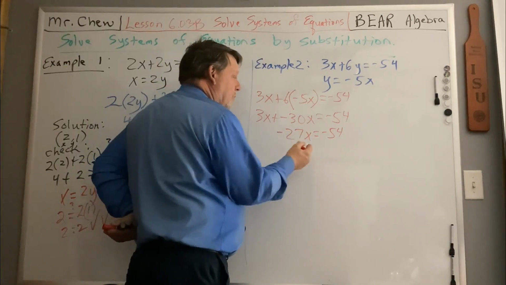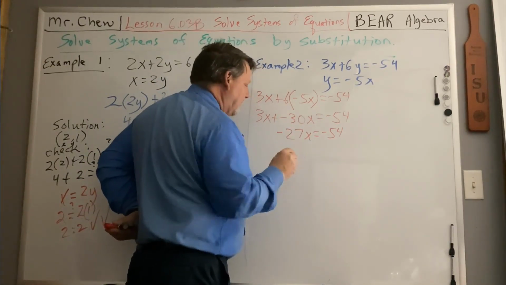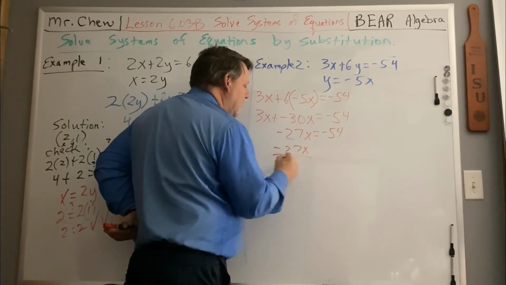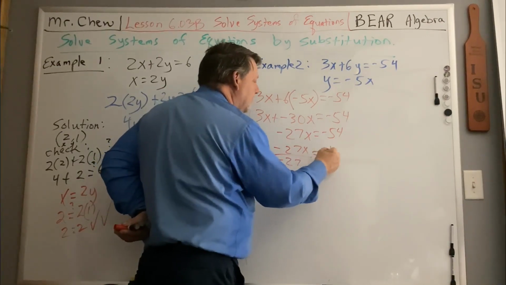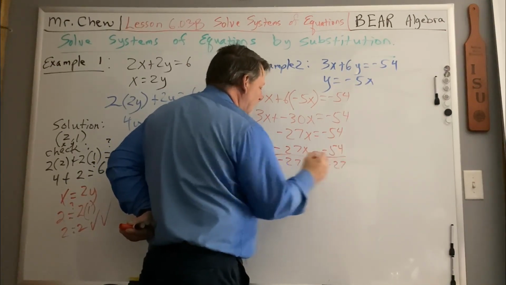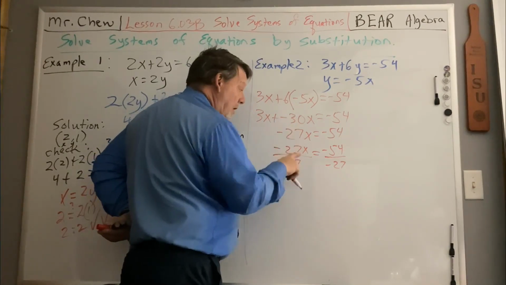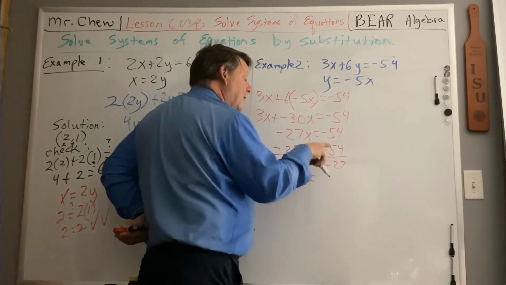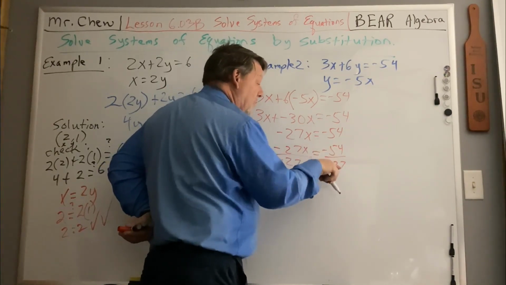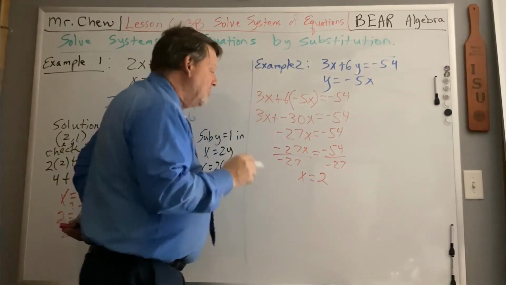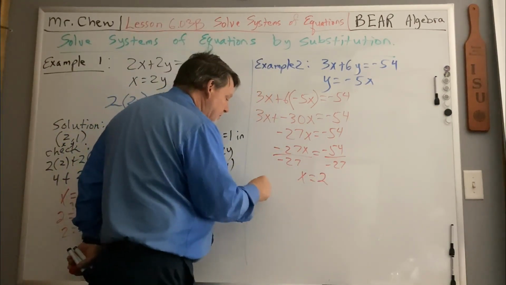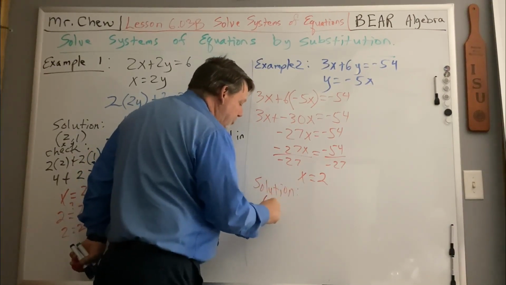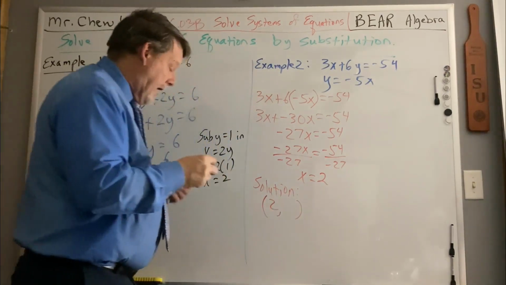Now, I don't want negative 27x's, I want just an x. So I'm going to divide both sides by negative 27 by using the division property of equality. Negative 27 over negative 27 is 1, and 1 times x is x. And negative 54 divided by negative 27, and negative divided by negative is a positive, and 54 divided by 27 is 2. So I believe that my solution is going to be 2, but I don't know what the y is.